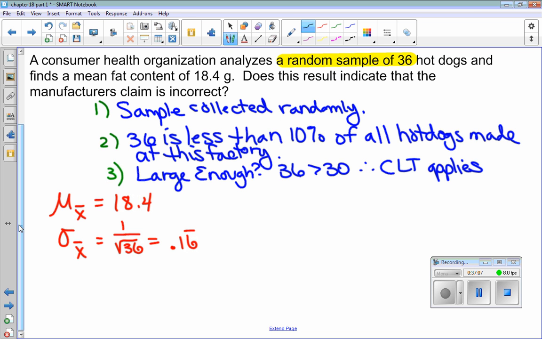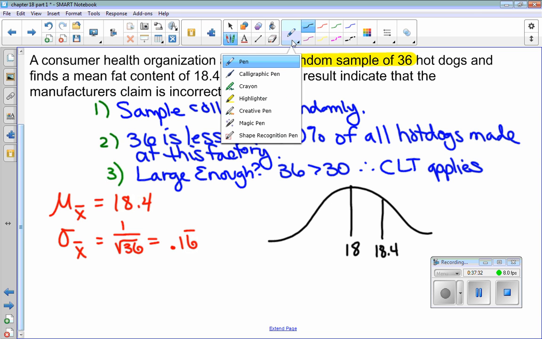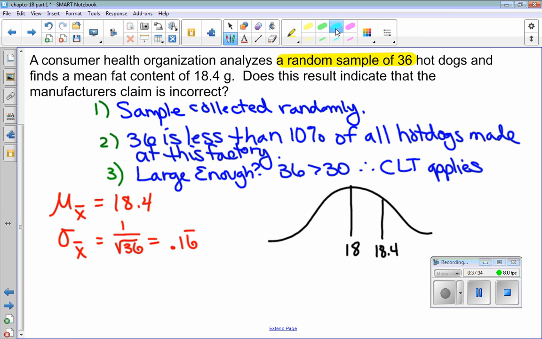So when we draw this, we have the claim as 18, right? Okay. And then we got 18.4. Would you agree? Okay. So what we're trying to figure out is, is this unusual? Is an 18.4 an unusual figure? So what we're going to do is say, okay, if we're trying to prove the claim incorrect, yes? Is there kind of like a close enough thing when it comes to this?